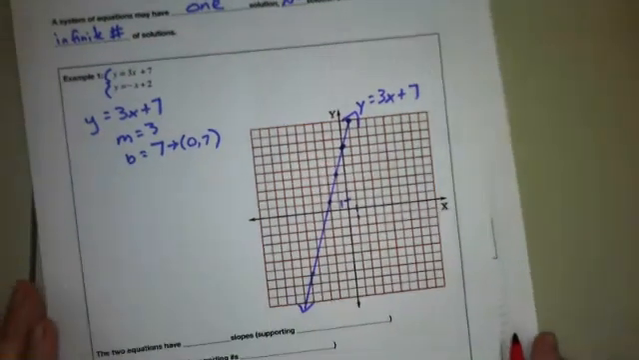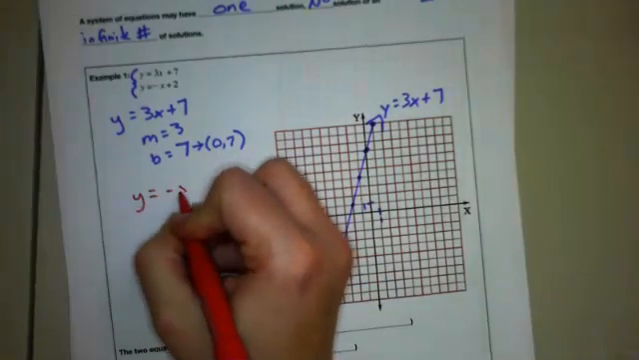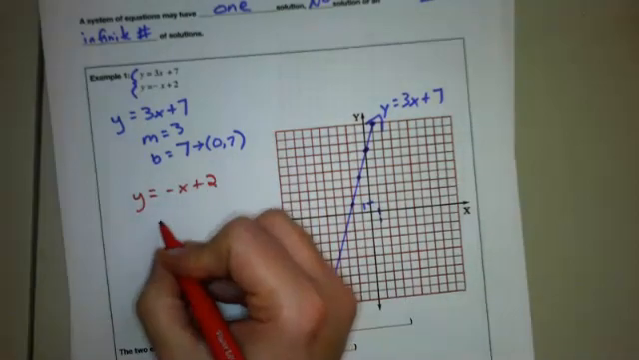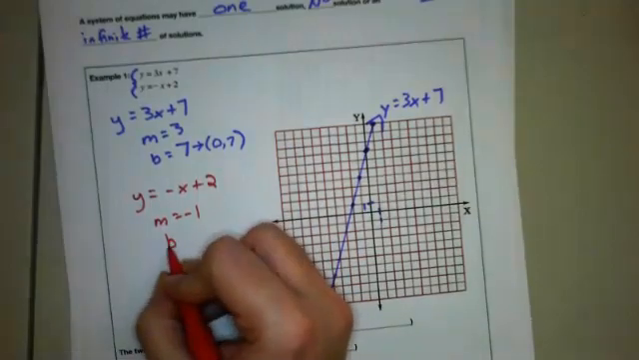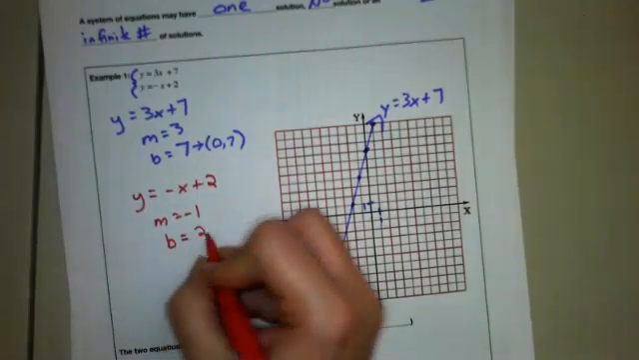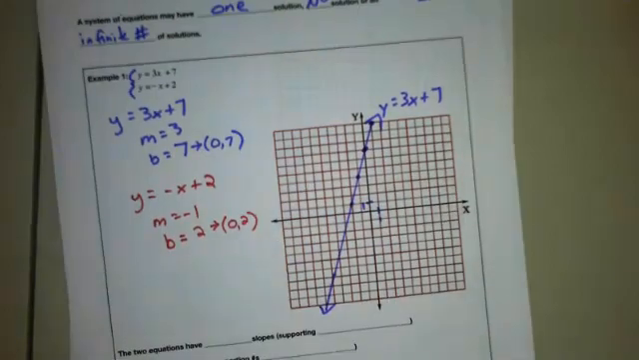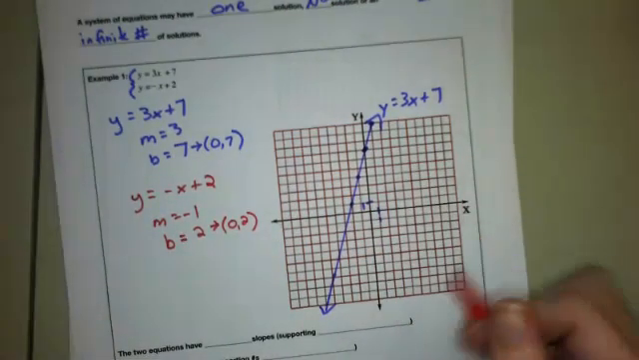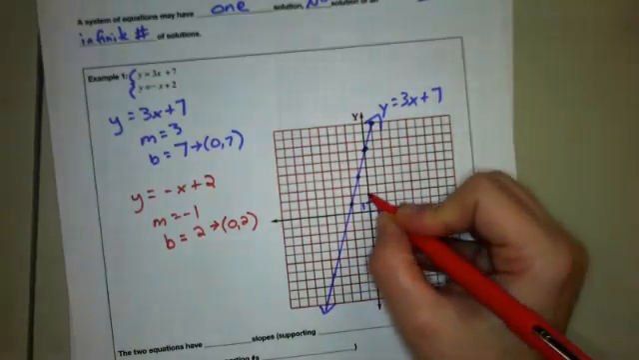Now I'm going to graph my second equation, and that is y equals negative x plus 2. I've got a slope of negative 1. I have a y-intercept of 2, same as (0, 2). I'm going to go ahead and graph that. So we're going to go up to here, (0, 2).